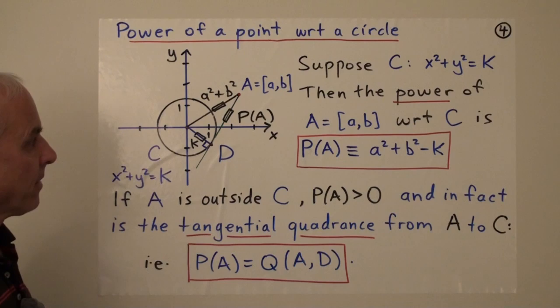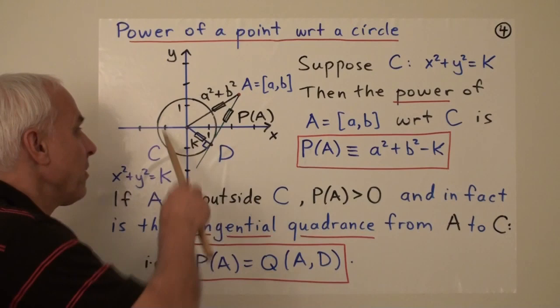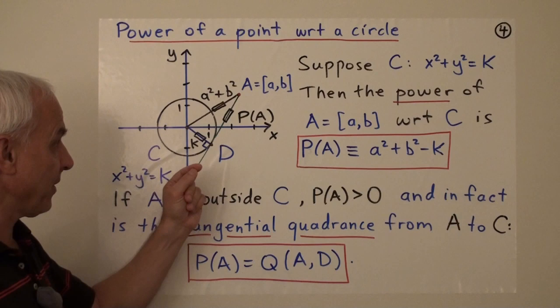But another way of thinking about it is just that this circle is defined by this quadratic form, this quadratic function, x squared plus y squared. And it's determined by the points where x squared plus y squared actually equals k. Or in other words, where x squared plus y squared minus k equals zero. That's another way of thinking about what the circle is.